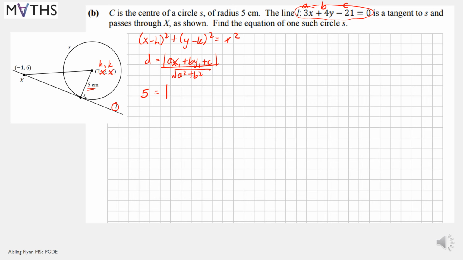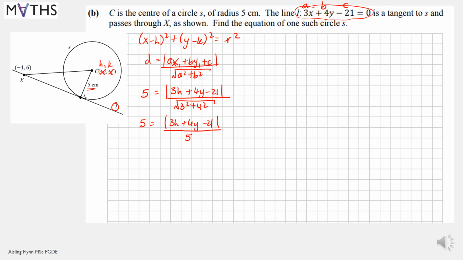So what I'll have is 3, and x1 we'll call h, so these are the coordinates of the center. So 3h plus 4y minus 21 over the square root of 3 squared plus 4 squared. Now in the interest of saving space, the denominator there, I'll just write out the top, is the square root of 9 plus 16, which is the square root of 25, so all that comes to 5.